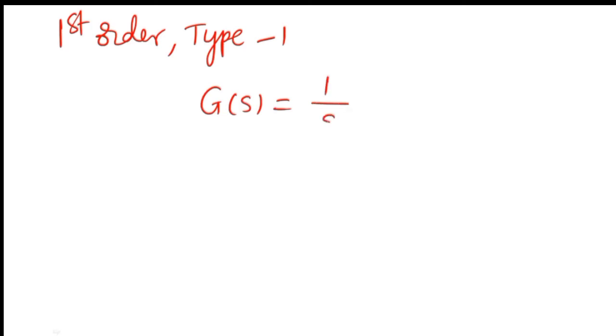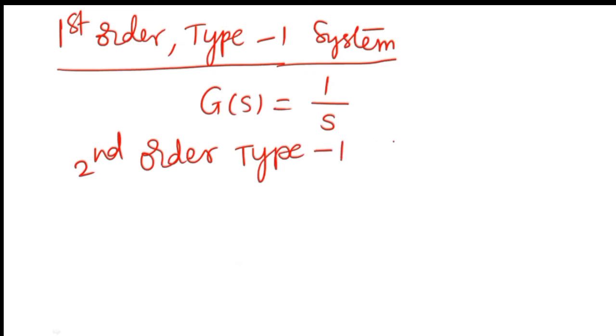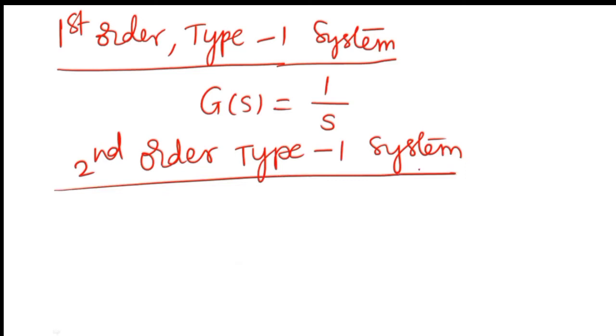This is called a first order type 1 system. Second order type 1 system: E of s is equal to 1 by s into (1 plus s tau). Second order type 1 system.